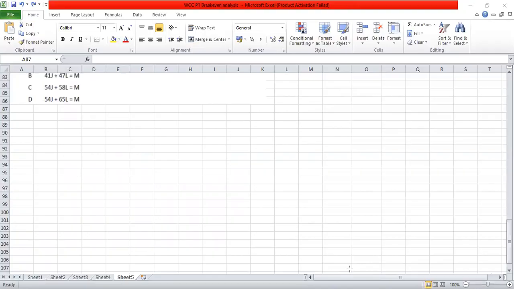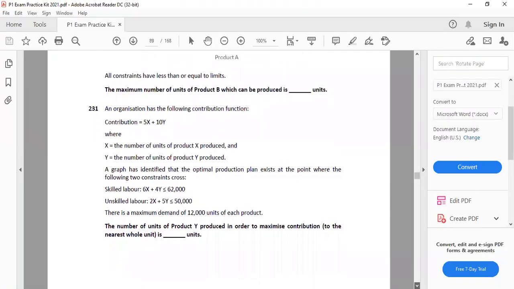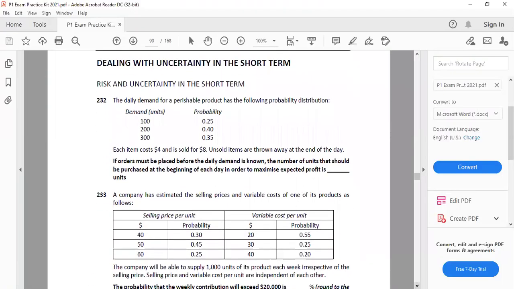231 also is a similar one. Please look into this one. Contribution is given as 5x plus 10y, product x, product y. There are two things which are given. Maximum demand is 12,000. First equate them. 6x plus 4y is equal to 62,000. 2x plus 5y is equal to 50,000. Eliminate one unknown variable, then find out what the other is. Substitute this one in the equation. So that is okay. That will be the end.